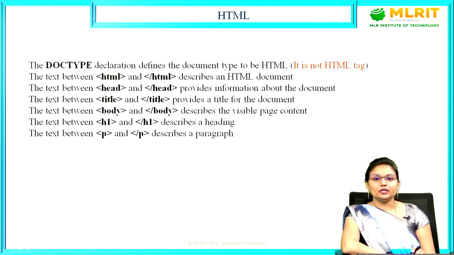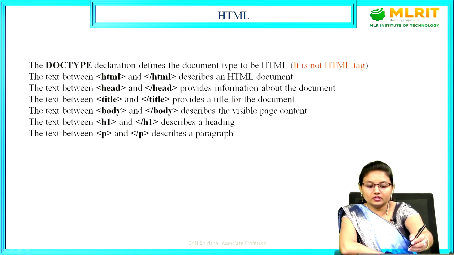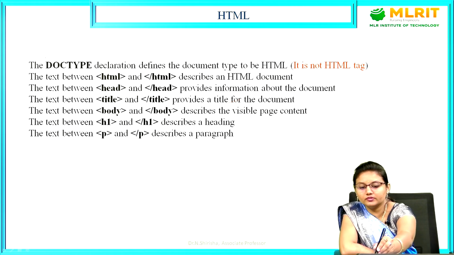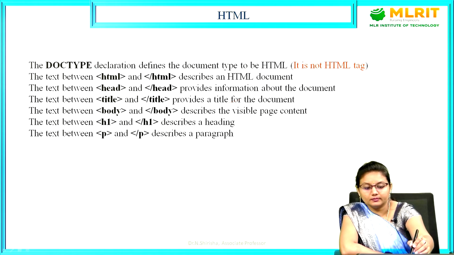In HTML, you have a doctype declaration. Doctype declaration defines what kind of document this is, the complete type of the HTML document, but it is not a tag. So here these are the tags, but doctype we are not writing like this. So this will not be a tag. HTML, head, title, body, H1, these are all tags.